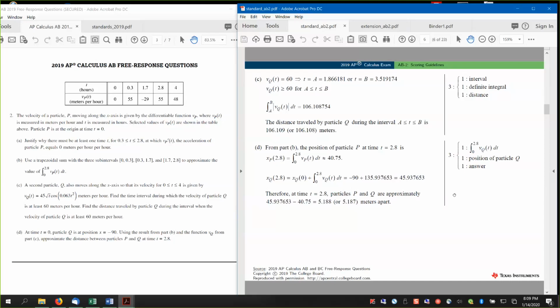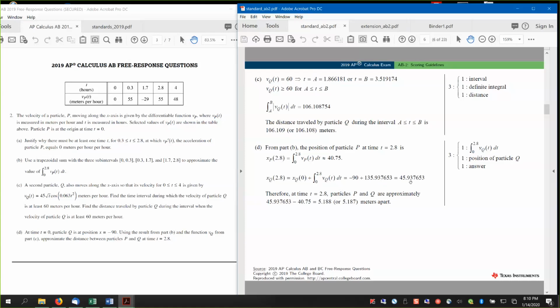The first point was for writing a correct definite integral that can be used to find the distance traveled by particle q over the interval 0 to 2.8. So let's see, that's this definite integral right here. The second point was for finding the position of particle q at time t equals 2.8. That's this answer right here.